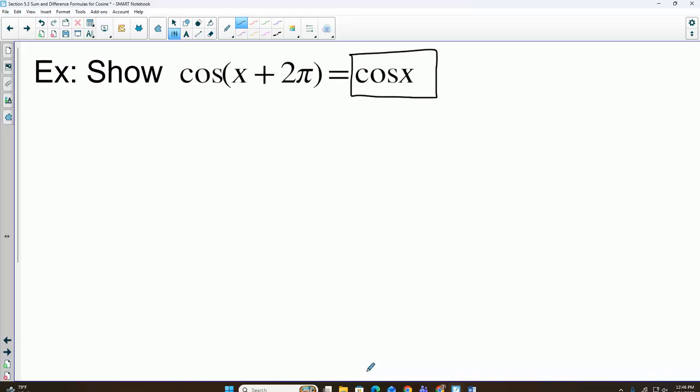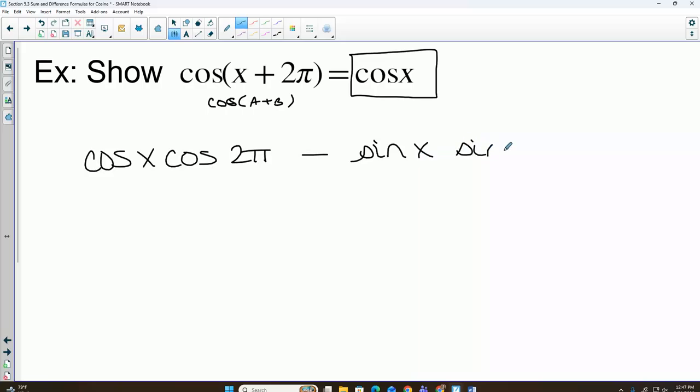Can we just distribute the cosine? No, that's what our formulas are telling us, right? So this is just saying we have like cosine of a plus b. So we go to the formula. What's the cosine of a plus b formula? 2 pi, if you think about your circle, 2 pi is all the way back around, right? It's the same as 0.